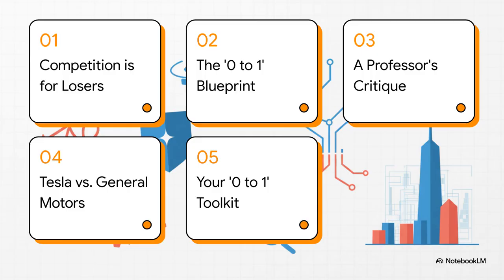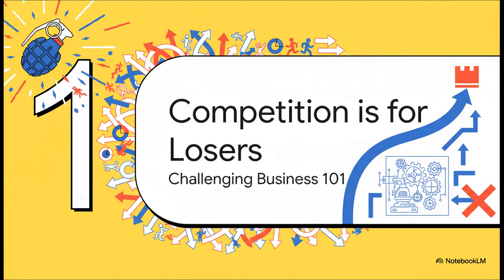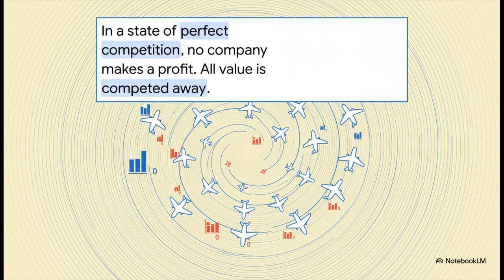So right out of the gate, Thiel basically lobs a grenade at decades of economic theory. You know that idea from Econ 101 that perfect competition is the ideal market? Thiel says, nope, that's a nightmare. Let's dig into why. Think about it. In a perfectly competitive market, every company is pretty much selling the same thing. So what happens? They're forced to compete on price, and they keep undercutting each other until the profit margins just shrink down to nothing.